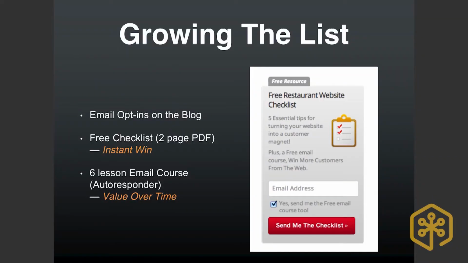So how are we actually growing our list? In the sidebar of our blog, we have an email opt-in, and we also have one at the end of articles as well. Basically, 2 things happen here. One, they can opt in for a free checklist. It's basically a 2-page PDF of educational content for restaurant owners, a checklist to look at your site and determine, okay, is it up to today's standards, and am I getting the most out of it? So they can enter their email, and they'll get that instantly. They get some piece of value today.